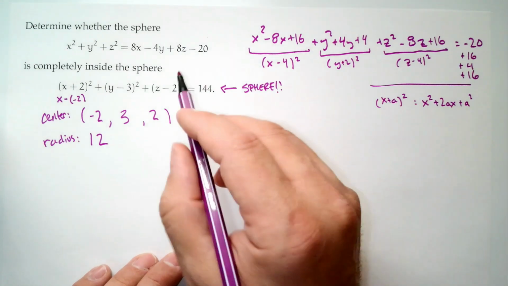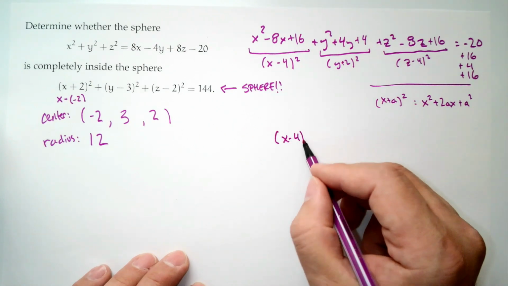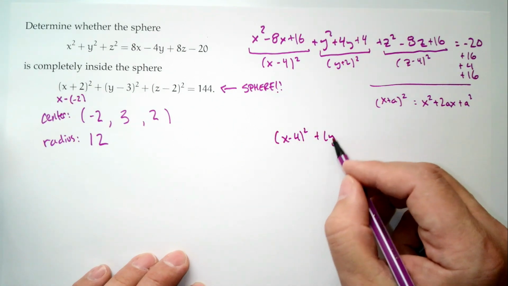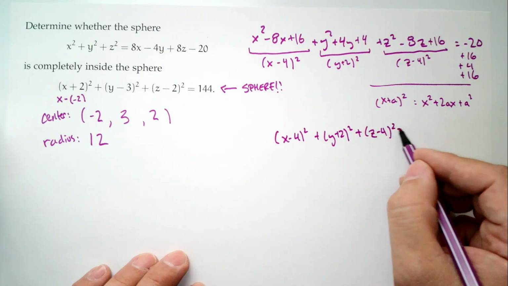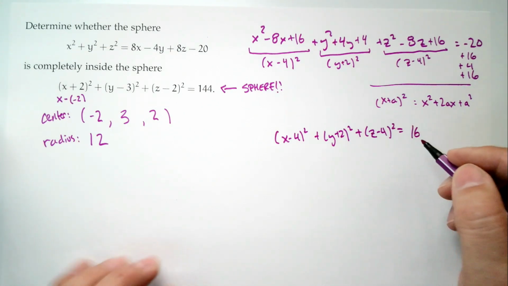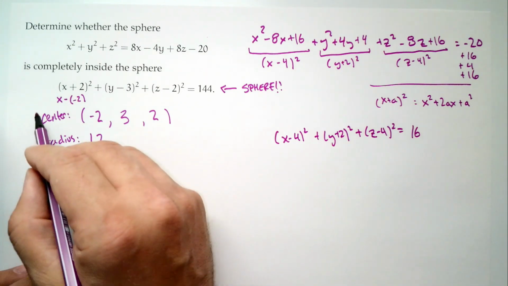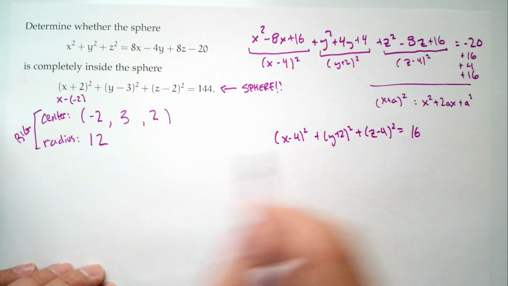So what we have is that the first equation is also a sphere, and if we rewrite it, that's (x minus 4) squared plus (y plus 2) squared plus (z minus 4) squared, and that's going to equal 16. 16 plus 4 is 20. That cancels with negative 20. Okay, so in some sense, we'll call this the big one, because it has certainly a bigger radius.